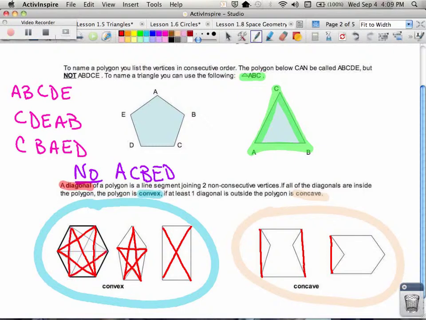You'll see all of them. Notice how they're all inside the polygon. So if they're inside all of them, that's called a convex polygon. If even one falls outside, like the ones on the right, the last two, then it's called a concave polygon.